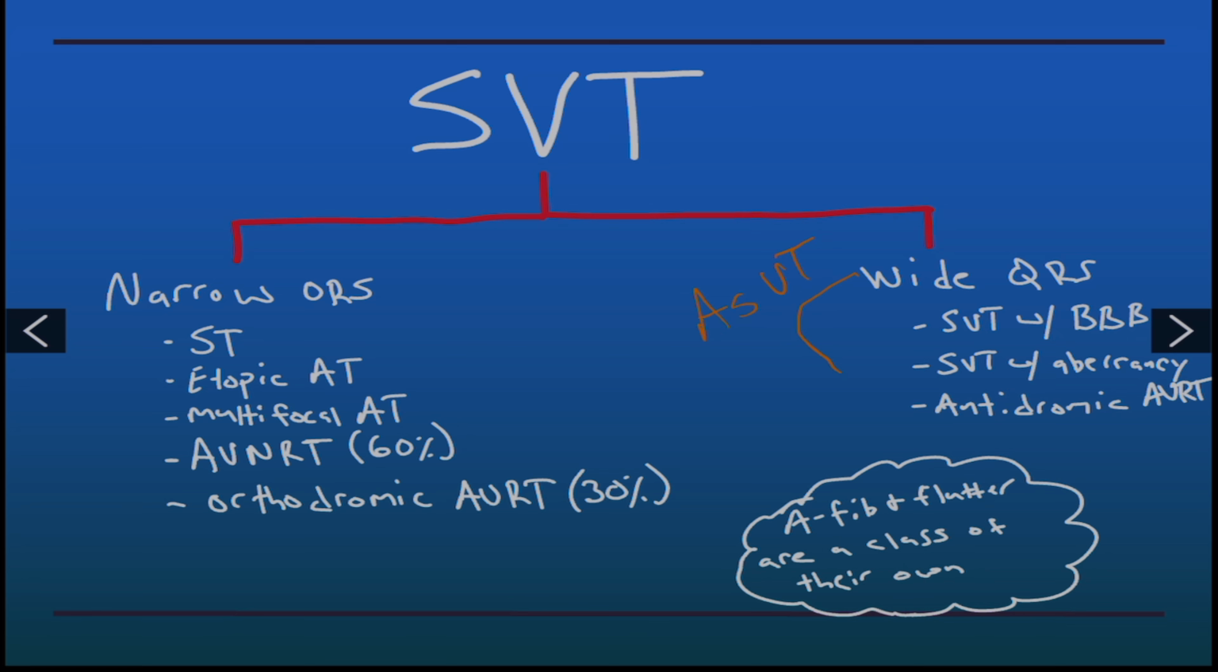Put down here in a little cloud, AFib and AFlutter, those are in a class of their own, and they're treated as such. We're going to discuss in the next module, Module 5, rhythm intervention, and this is going to be an important concept that we'll come back to.